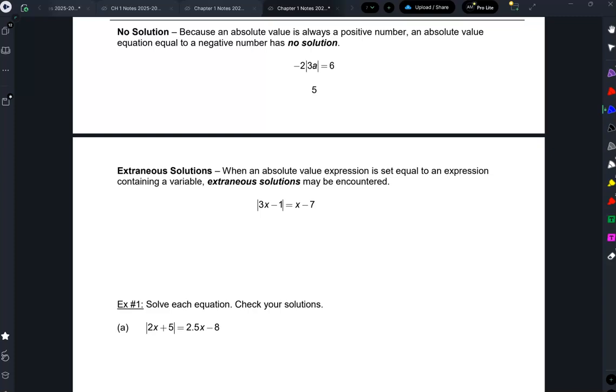Here we need to isolate the absolute value, right? Okay, so look at what we're going to do. Divide by negative 2. So what do I get? Absolute value of 3a equals negative 3, right? What happens there? No solution. Okay? For when we're saying no solution on the test, is there a specific way to write it? You can either say that or write out no solution.